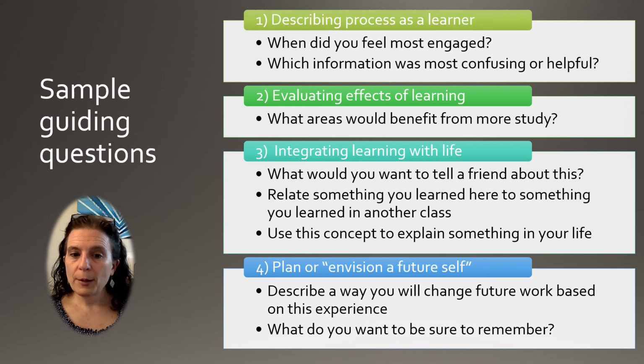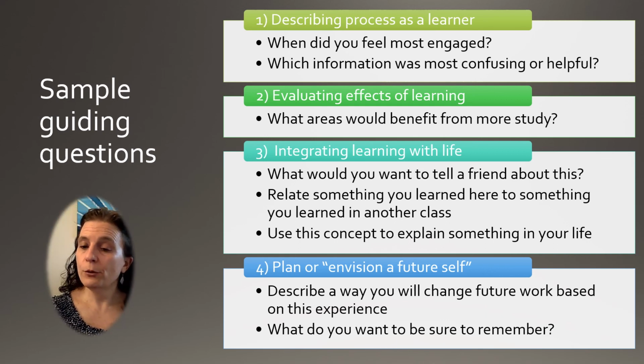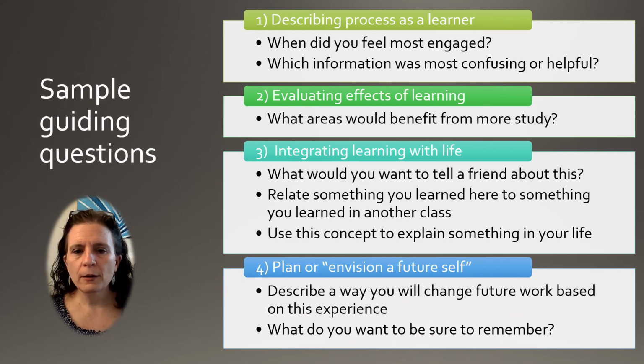Then, and I think the next two are probably the most important pieces, you ask them to integrate their learning with their life or with another class. You know, if you're talking about biology, or chemistry, it may be harder to integrate with your life, but then it could be integrating it with something you learned in a previous semester. What would you want to tell a friend about this? Relate something you learned here to something you learned in the previous class. Use this concept to explain something in your life. They did a great study at University of Wisconsin-Madison, where they asked students to relate biology concepts to their lives, and it led to a big decrease in equity gaps in the biology class. So it's been done in biology.